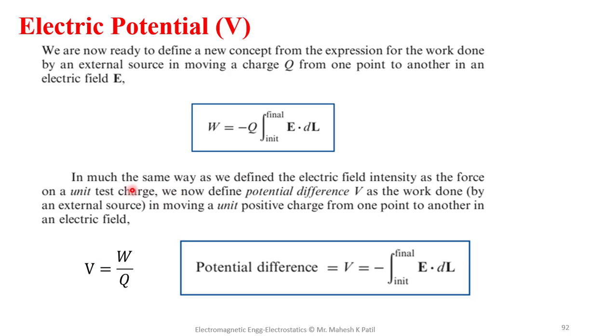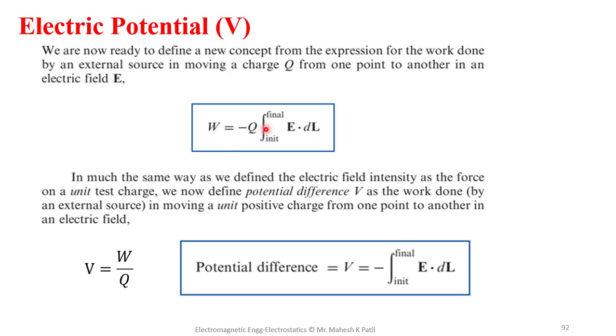In the same way as we define the electric field intensity as the force on a unit test charge, now we are going to define the potential difference V as the work done in moving a unit positive charge from one point to another point in the presence of electric field. As we mentioned the definition of electric field intensity considering force per unit charge, on the same line we are going to calculate now work done per unit charge. So this concept or this definition, work done per unit charge, is called potential.